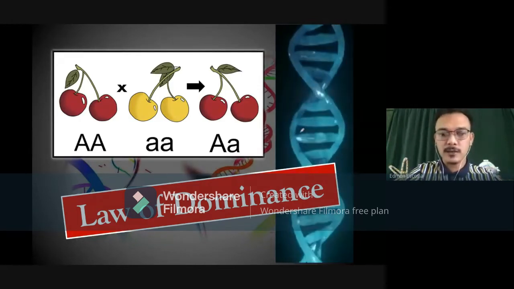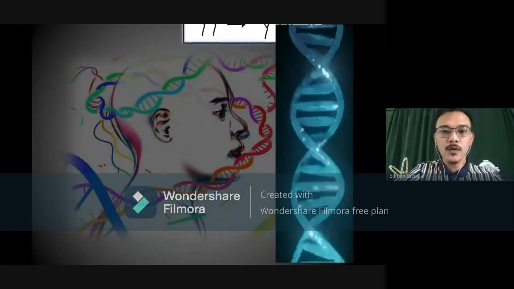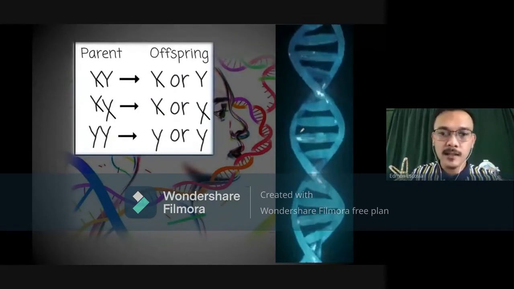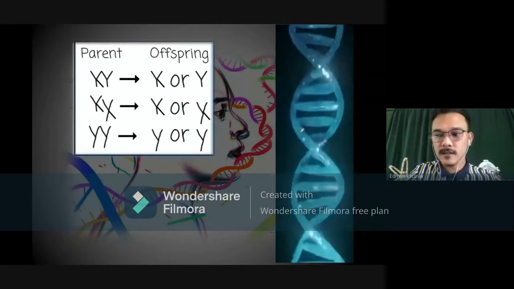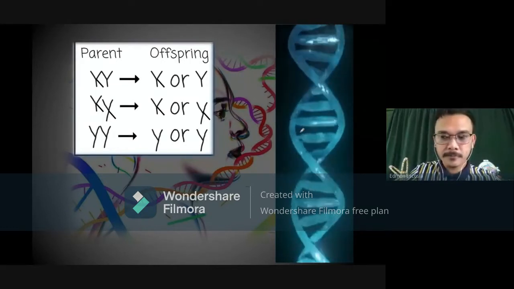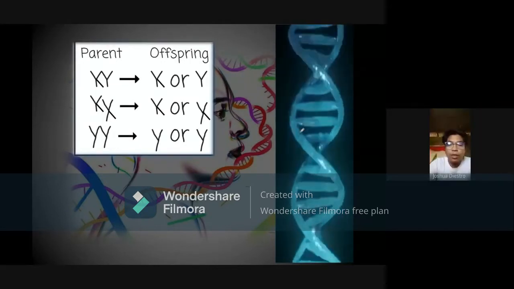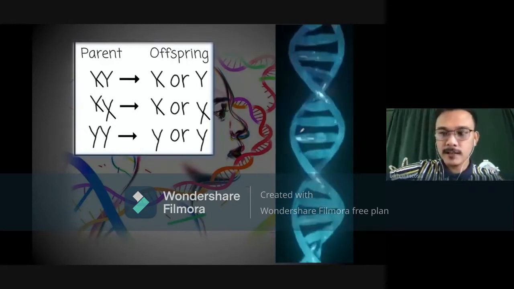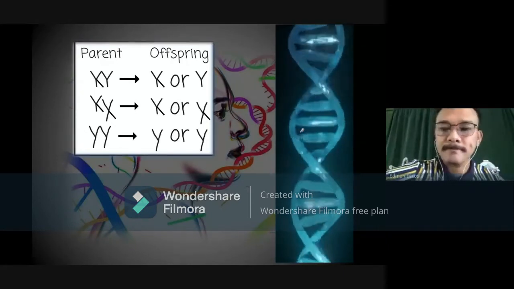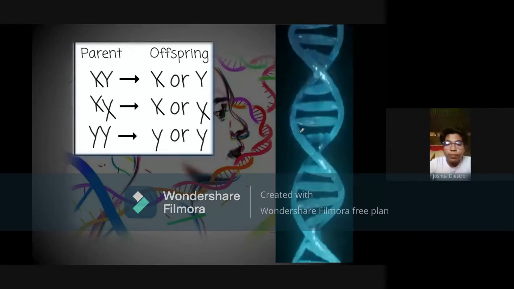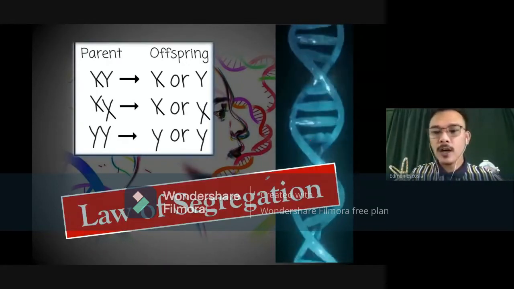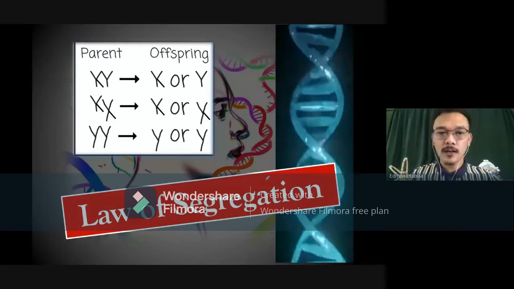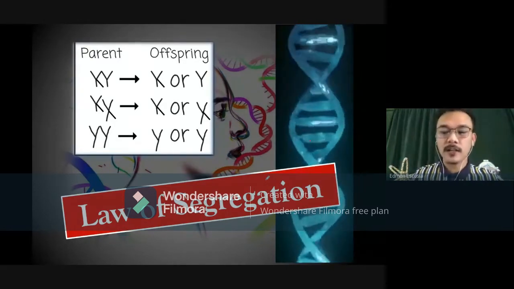Now, let's proceed to the next picture. What is being depicted in this picture? May I ask Joshua to answer the question? Permission to speak, sir. Yes, Joshua, you are recognized. Law of segregation, sir. And that is actually correct. The law of segregation. So the second law of heredity is law of segregation.